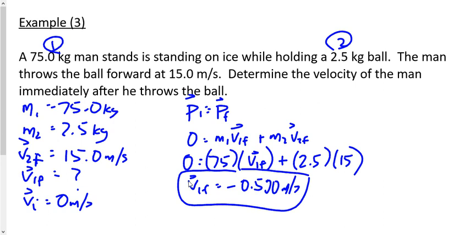It should be negative, shouldn't it? The ball went forward. I should go backward. The ball went forward with 15. I went backward with 0.5. Should it be that much less? Yeah. Why is it that much less than the velocity of the ball? Because my mass is that much more than the mass of the ball. Does that make sense? If your mass goes up by a factor of whatever, then your velocity has to go down by the same factor of whatever.